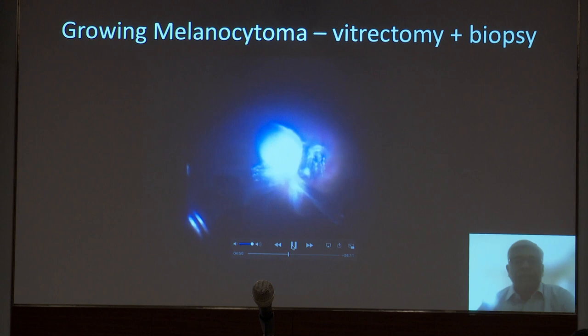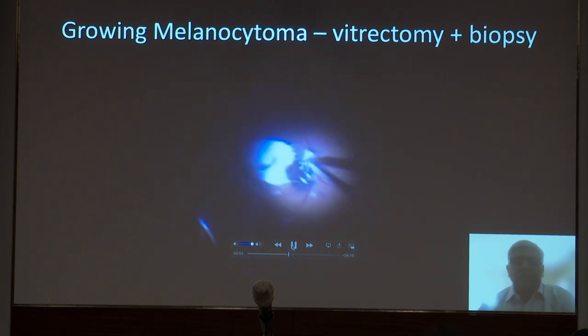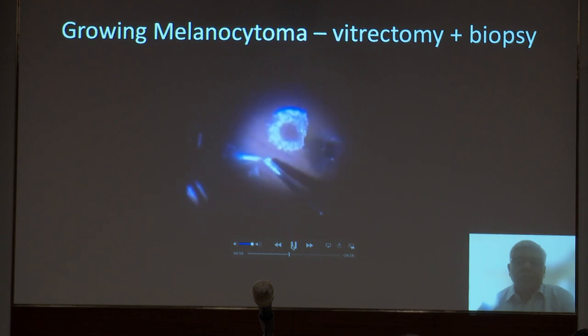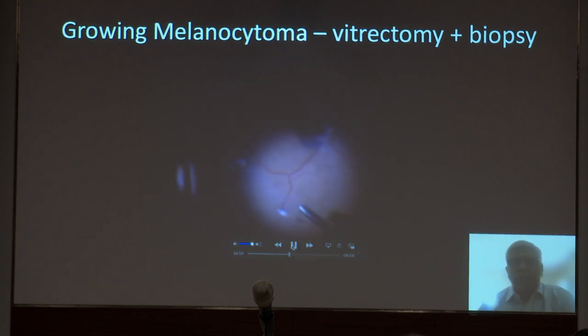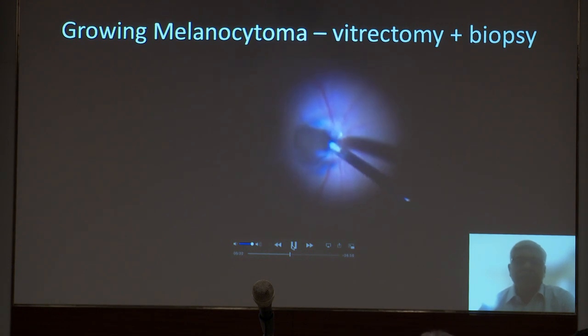So here we see a black mass lesion overlying the disc, which continued to grow on serial follow-up. Though it looked like a melanocytoma, we were concerned about the growth of the lesion. So here the patient underwent a vitrectomy and a biopsy. Not exactly a fine needle aspiration biopsy, but this is a kind of an incisional biopsy because the lesion is too small for the needle to go inside and obtain a tissue sample. And the lesion is right over the optic nerve as well.